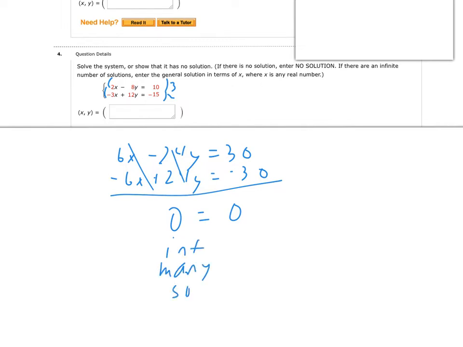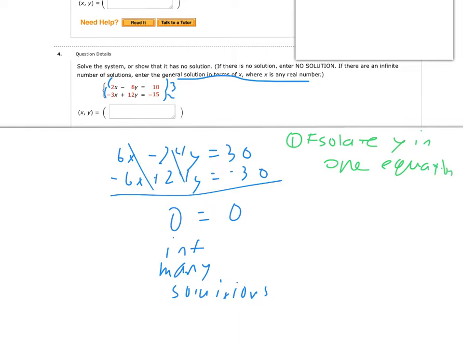But in these ones, when we get infinitely many solutions, we're going to have to enter the general solution in terms of x. Now, what we always want to do for that is, first of all, isolate y in one equation. It doesn't matter which one. So I'm going to go ahead and do that here. So I will go ahead and take this 2x minus 8y equals 10 equation. I'm going to subtract the 2x over here because our goal here is to isolate y. So -8y equals -2x plus 10. And then divide everything by -8.